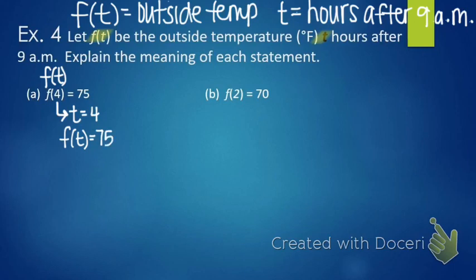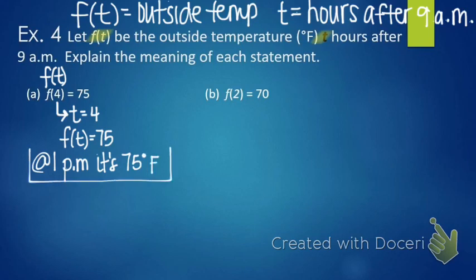Now we've got to interpret what they've told us. So if t is the hours after 9 a.m. and t is equal to 4, what time is it now? Start at 9 a.m. and count 4 hours down the road. What time is that? 1 a.m. or p.m.? 1 p.m. So at 1 p.m. it's, what's the outside temp? f of t. It's 75 degrees Fahrenheit. And that would be the interpretation of f of 4 equals 75.